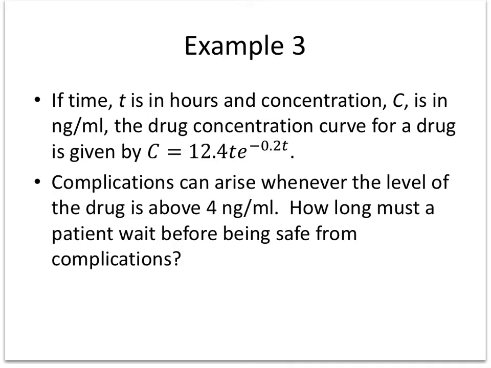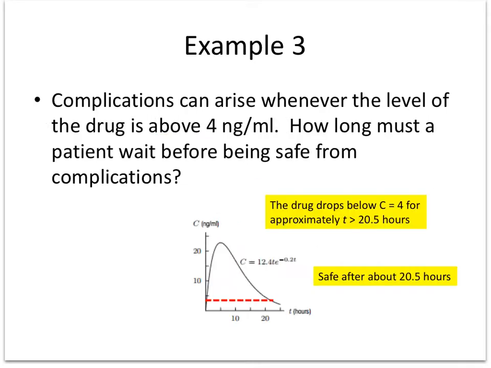Complications can arise whenever the level of drug is above 4 nanograms per milliliter. How long must a patient wait before being safe from complications? Again, we can look at the graph and see that if it stays above here, basically it's saying don't take this drug again if you still have too much in your system. Wait till it gets below this value of 4. And again, we're looking at about 20.5 hours.